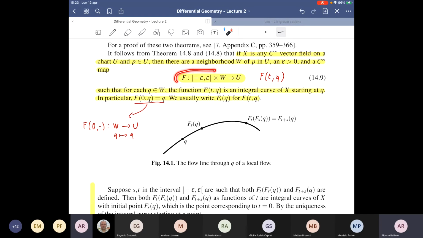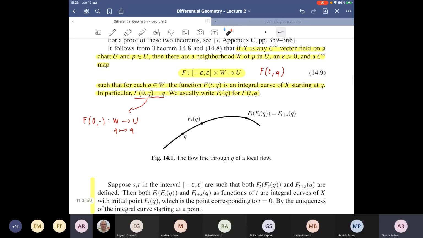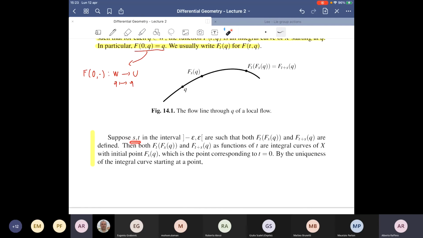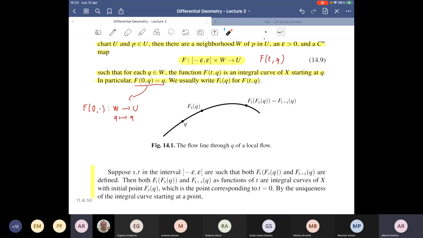So we have such a smooth function we can define when we solve this problem of finding integral curves, and in particular, if you take any two real numbers s and t in the interval where this flow is defined, then if they are such that both the composition of F_t and F_s is defined and the function F at t plus s is defined, then as you can easily see, both these functions here are integral curves of X starting at the same point F_s of q at time equal to 0.